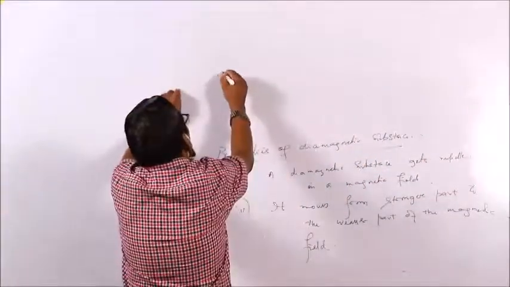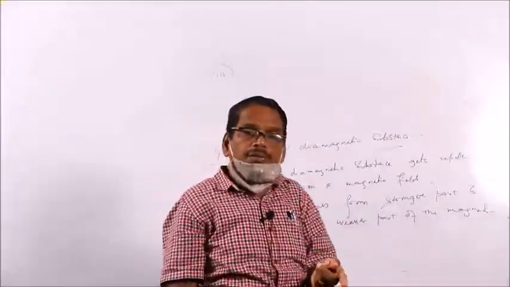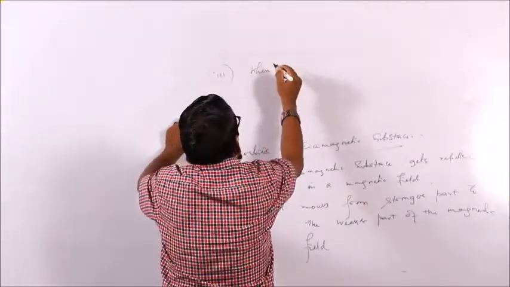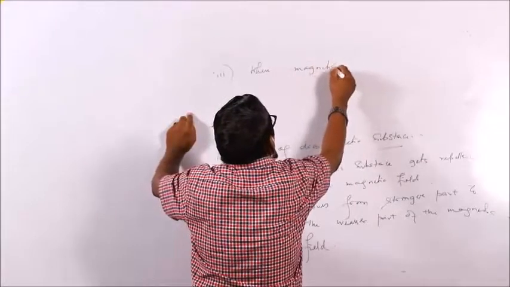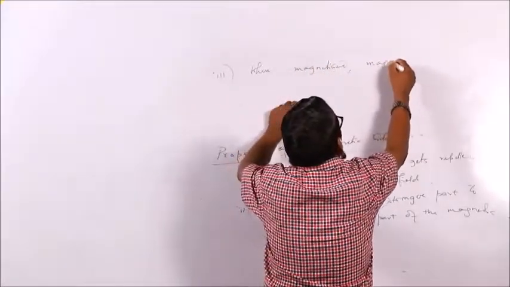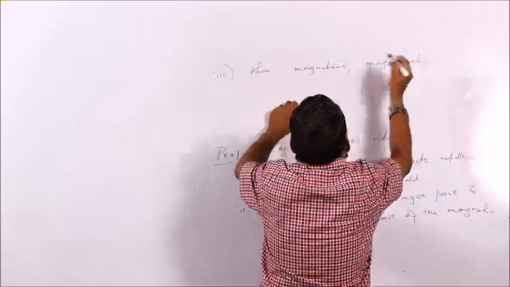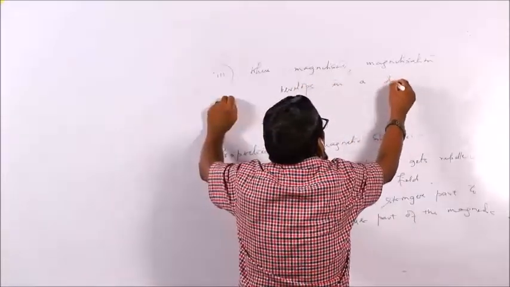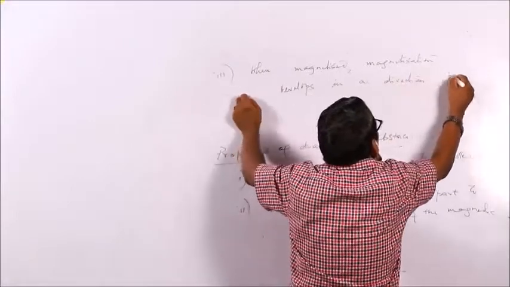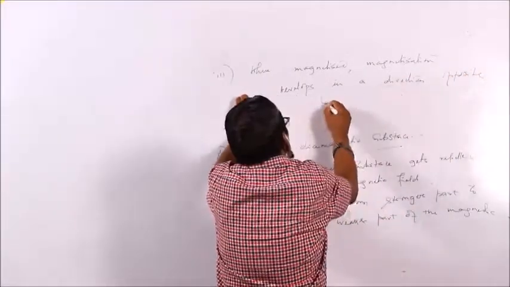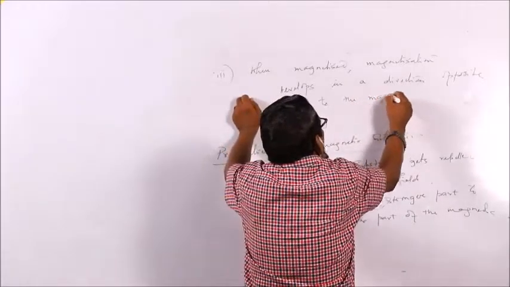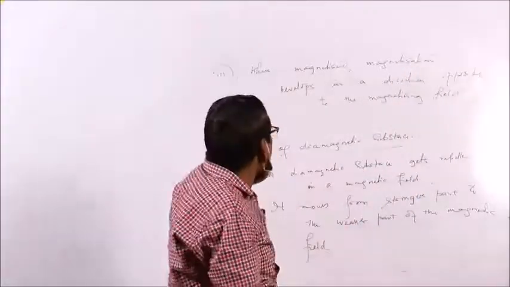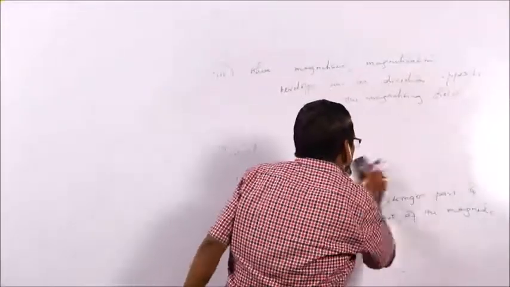Third property, when a diamagnetic substance is magnetized, magnetization develops in a direction opposite to the magnetic field, opposite to the magnetizing field.